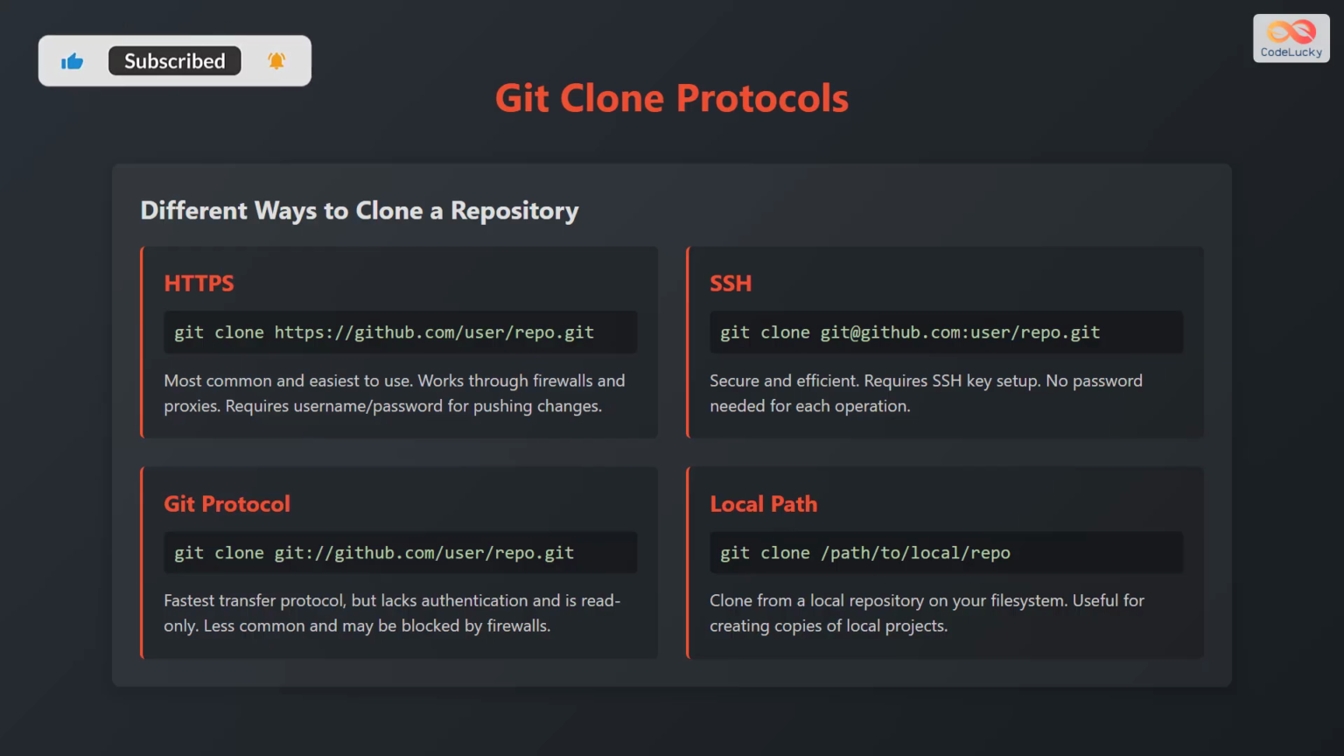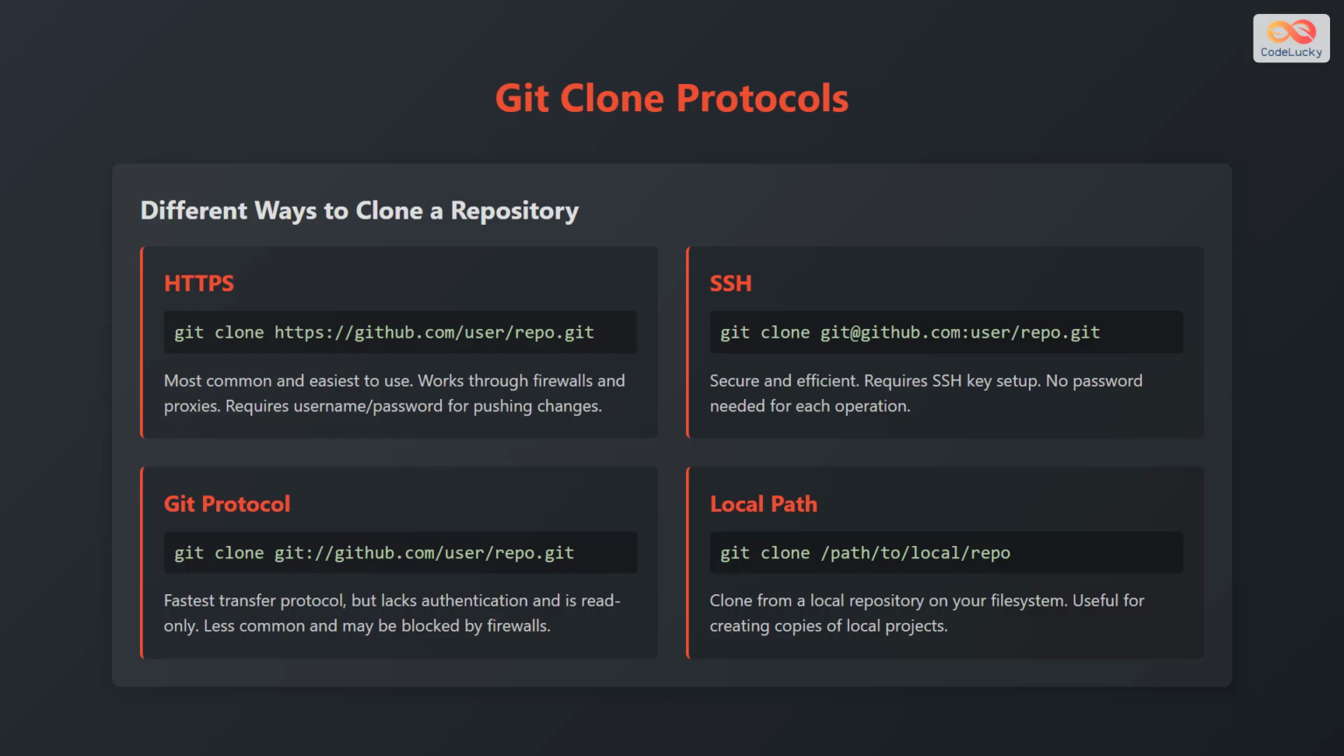The second protocol is SSH. The example is git clone git@github.com:user/repo.git. SSH is secure and efficient. It requires SSH key setup, but no password is needed for each operation.